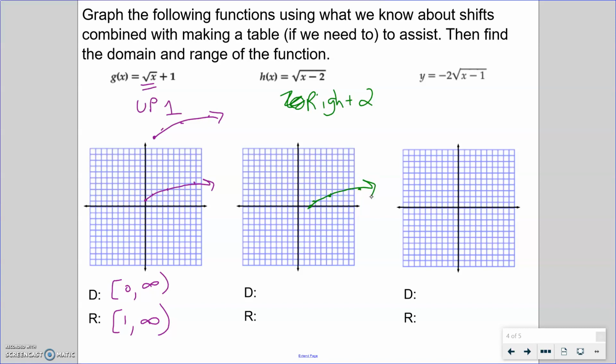Please forgive my graphs. My stylus isn't necessarily very thin, so sometimes it's kind of hard for me to draw them accurately on here. All right, so the domain is from 2 to infinity, and the range is 0 to infinity.